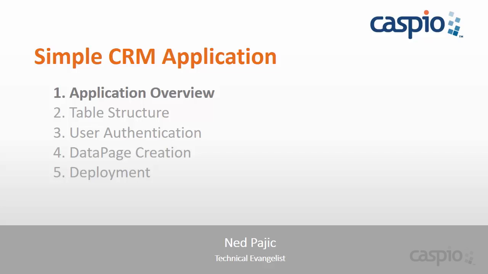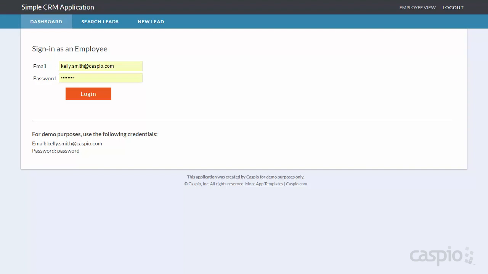Let's take a look. Inside our simple CRM application, we chose to develop an app that has two user levels. We can log in as an employee or a sales rep, or we can log in as a manager. Keep in mind that the Caspio platform allows you to build a much more sophisticated user level management workflow, but for the sake of this training video series, we opted to keep things a bit more simple.